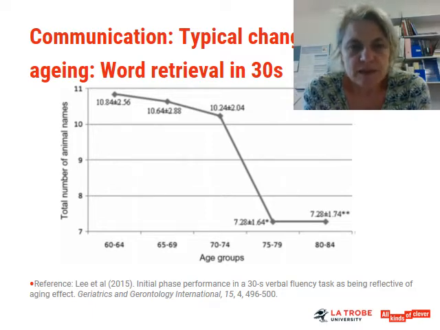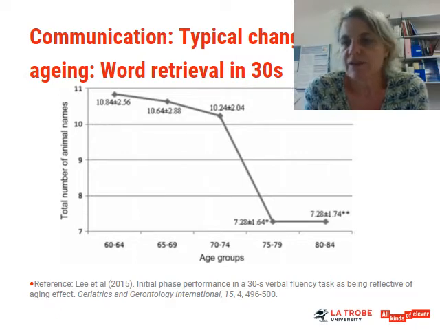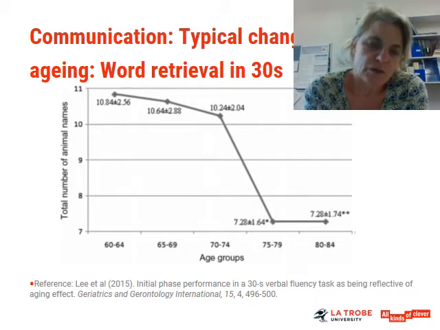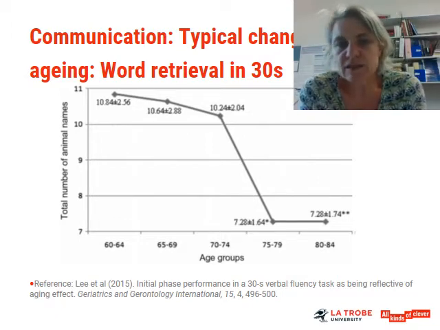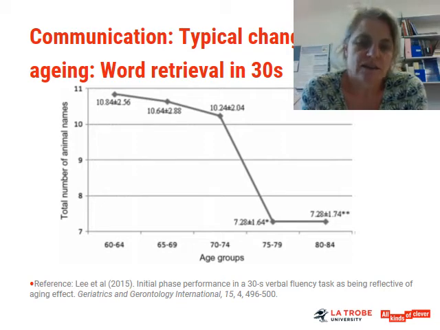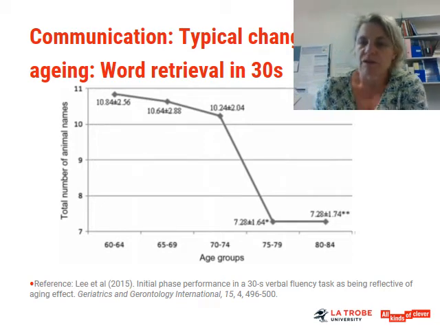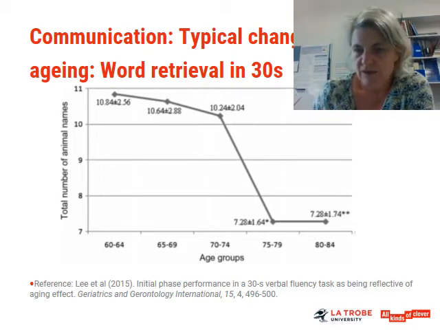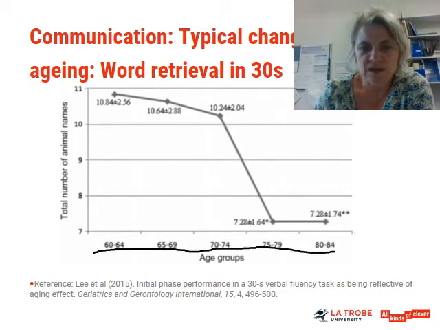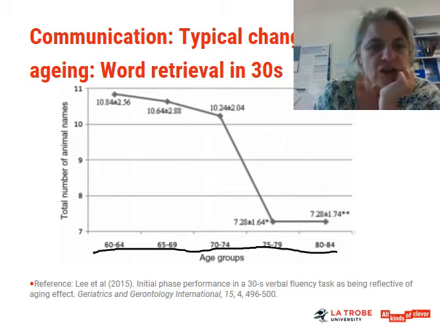they tested the ability of people to name as many animals as they could think of in 30 seconds. And they got people who were between the ages of 60 and 64 to do this. They got another group of people between 65 and 69 to do this. Another group between 70 and 74, and 75 to 79, and 80 to 84. So you can see here along the bottom, these are the age groups. And here you can see the total number of animals named.